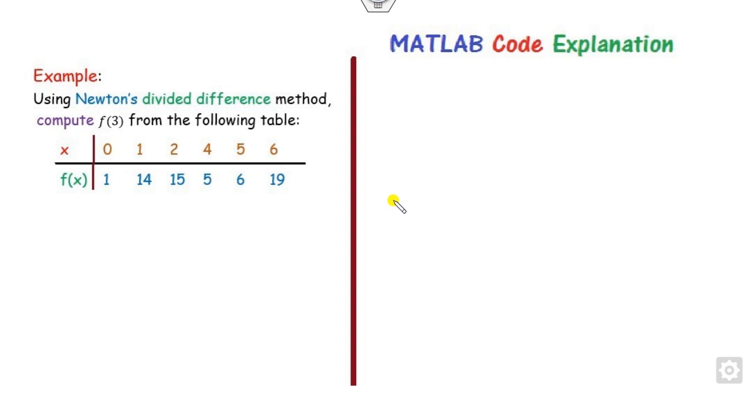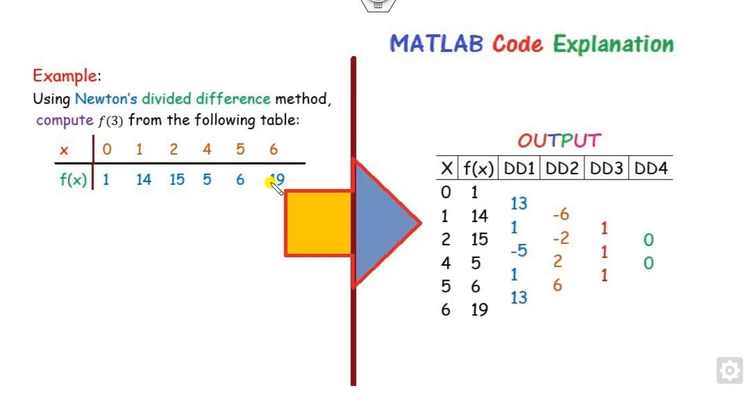So the objective of this short video is that here you have to find the value of f of 3 from this tabular information by using the Newton divided difference method. All of you know how you can solve it manually. Once you solve it manually, you will get this answer. So this is the divided difference table, and how can you compute this value 13?